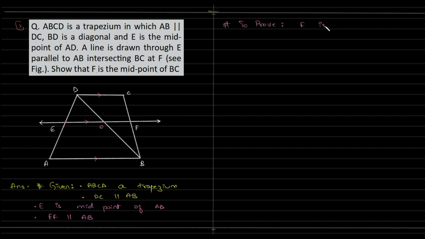To prove: F is the midpoint of BC. Now the proof. So first thing, we have a line parallel to AB and we have this to be the midpoint. So what comes to your mind?